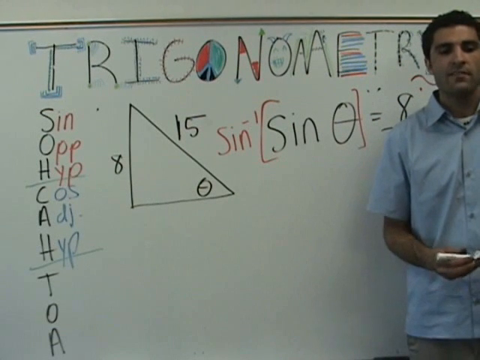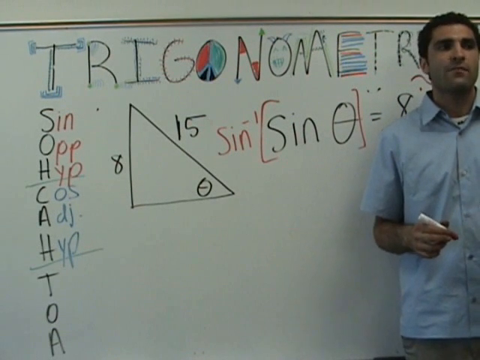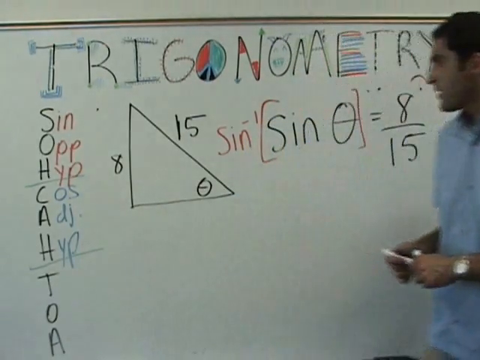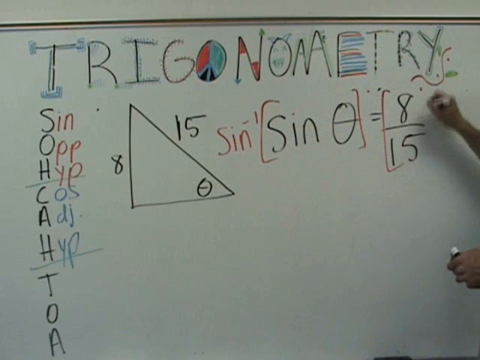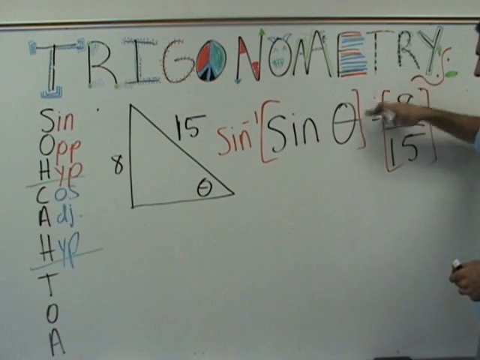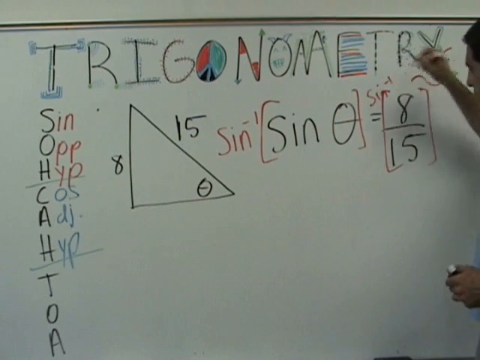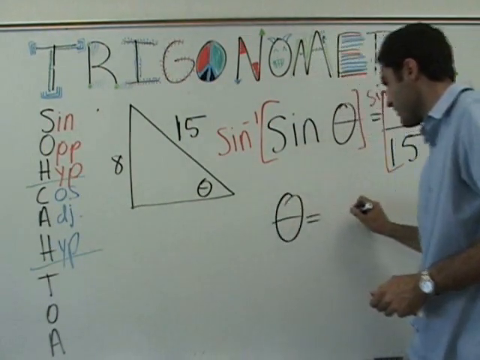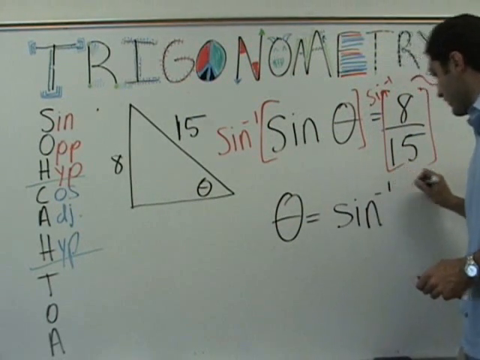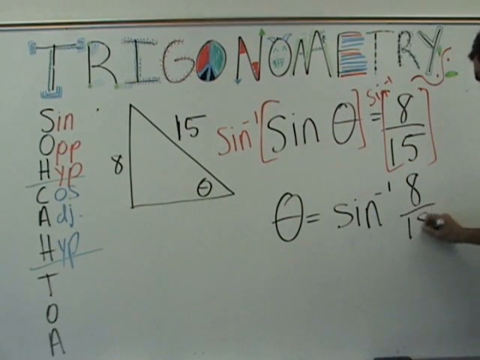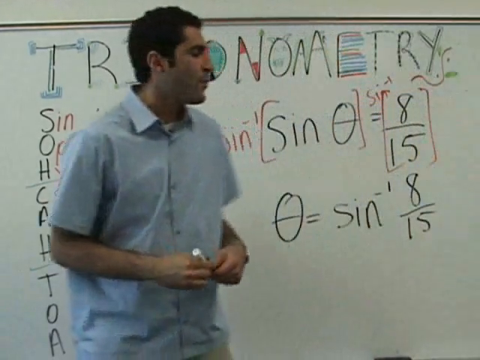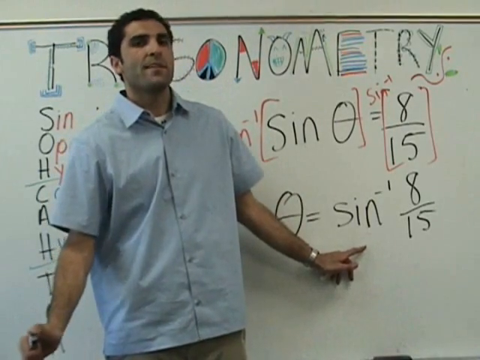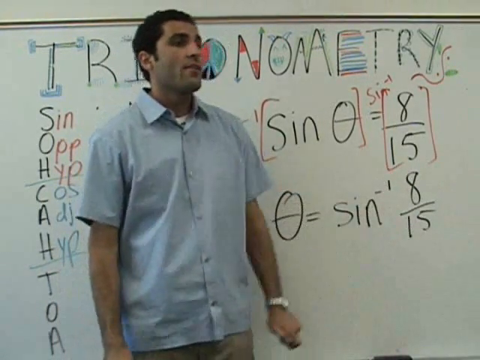Look at your calculator. Right above the sine button, in the second mode usually, is sine to the negative 1. That's called inverse sine, or arc sine. So we take that to both sides. So in other words, this angle equals sine to the negative 1 of 8 over 15. Hit second sine, which would be inverse sine, 32.23.